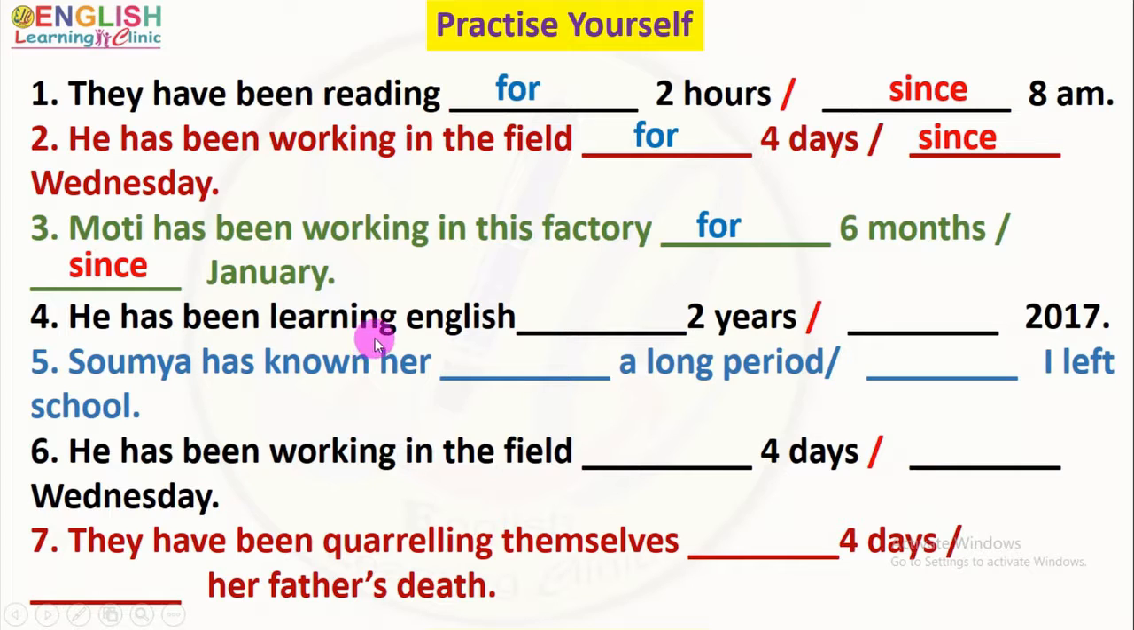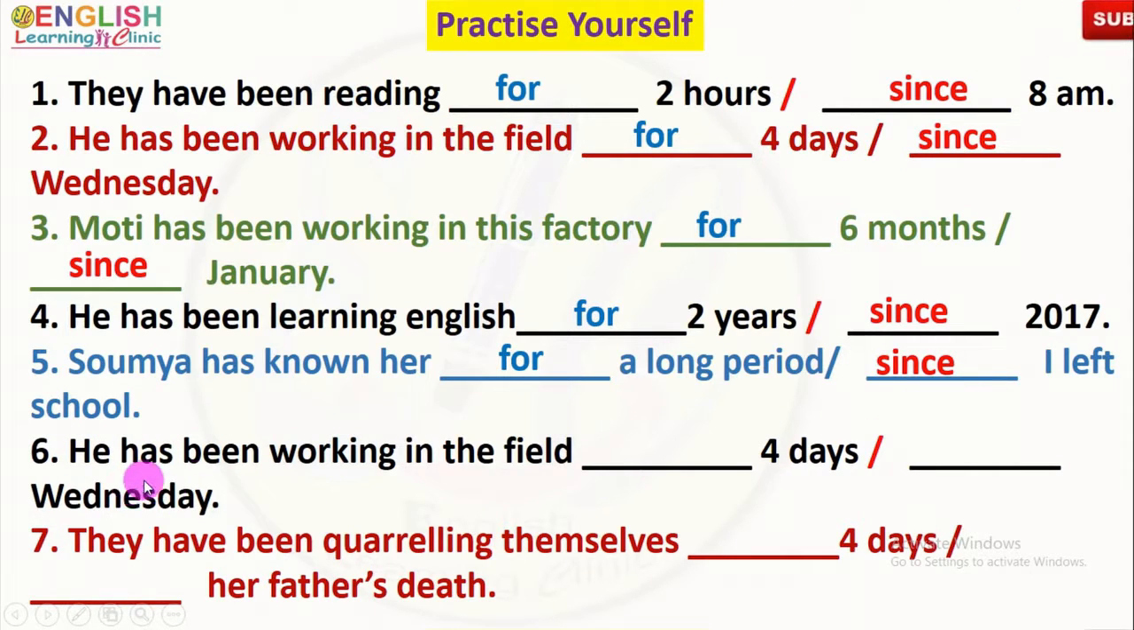He has been learning English dash 2 years. This indicates a period of time. "For" is used before it. Dash 2017 indicates the name of the year. So "since" is used. Somo has known her dash a long period. A long period indicates a period of time. Already period is here, so "for" is used before it. Or dash I left school. Since I left school, because I left school at a certain point of time, it indicates a point of time. So "since" is used before it.